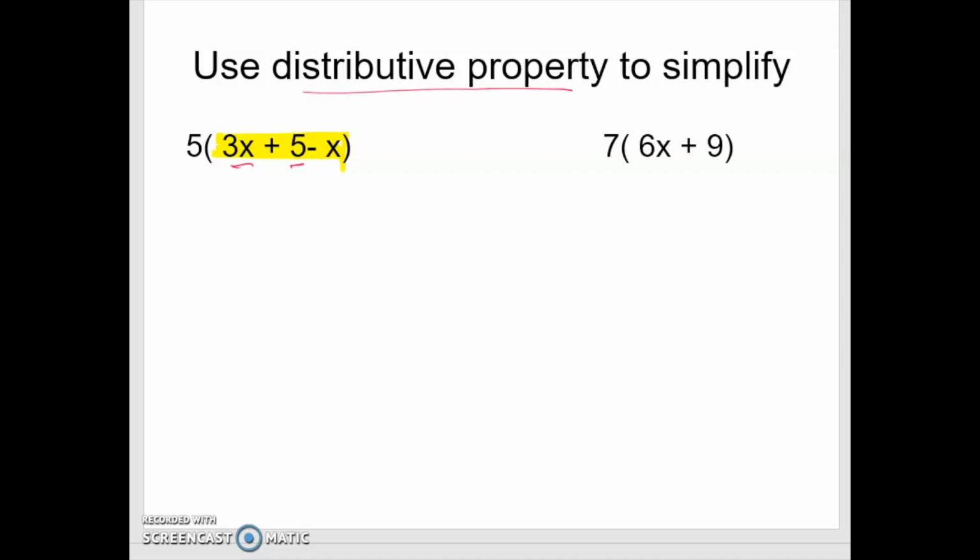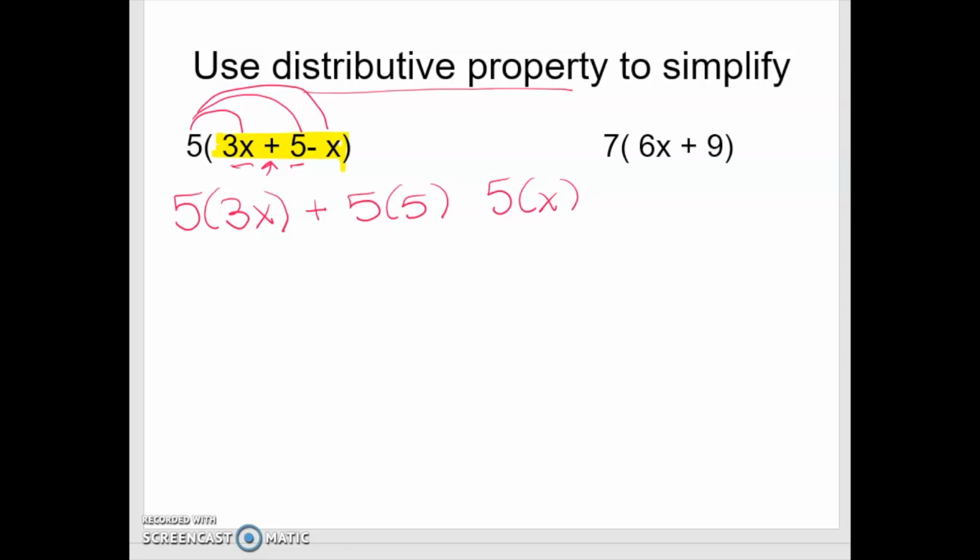So distributive property is really important in algebra. So we're going to distribute that 5 to the 3x. So 5 times 3x. We're going to distribute that 5 to the 5, so 5 times 5, and this is where it's important to pay attention. We were adding, so we need to keep adding. We're going to distribute the 5 to the x. And again, really important, we were subtracting, so we're still subtracting.